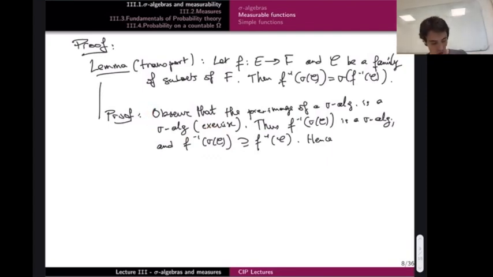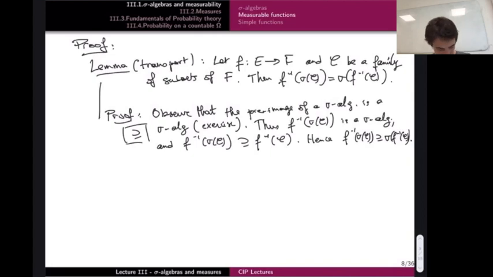This is a sigma algebra by the previous observation. So obviously, since sigma of f minus 1 of C is the intersection of all sigma algebras that contain f minus 1 of C, in particular this one takes part of the intersection, and hence it's bigger than the intersection. Hence, f minus 1 of sigma of C contains sigma of f minus 1 of C. Okay, so that's for the first inclusion.